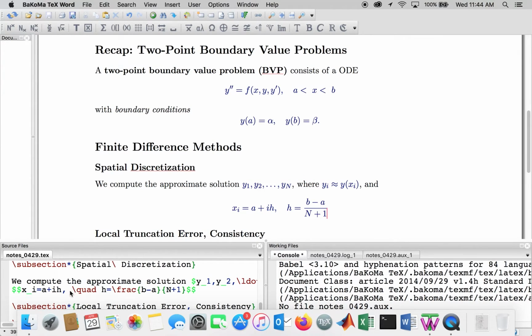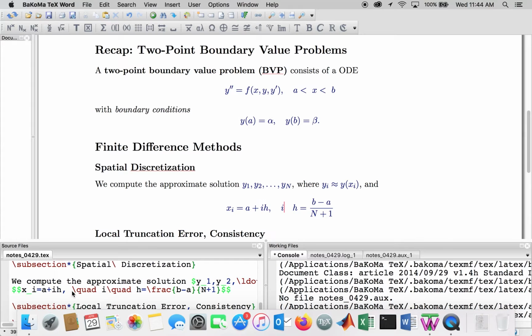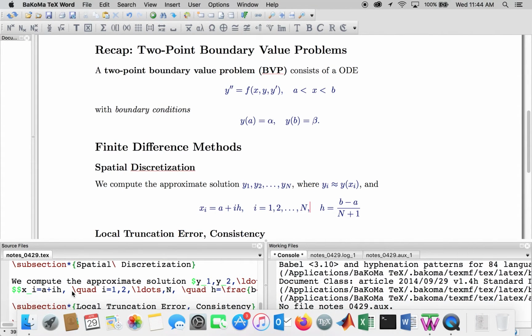Okay, let me fill in the indices here. So all of these xi's are interior points. They do not include the endpoints because we already know the solution at the endpoints. It's equal to alpha at the left endpoint and beta at the right endpoint. If we have N points in the interior, that requires N plus 1 subintervals in the interval [a, b], and therefore they would have this width. So we have this equal spacing of these points.